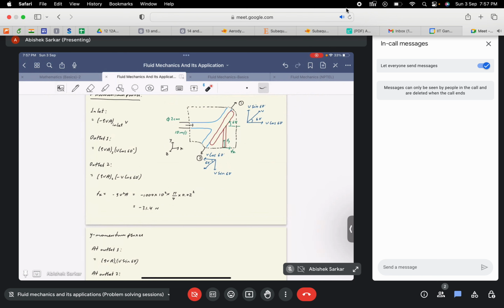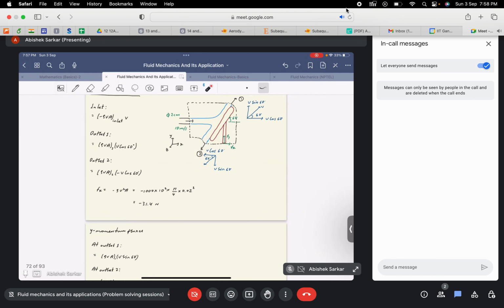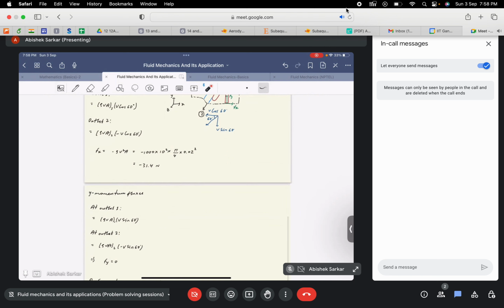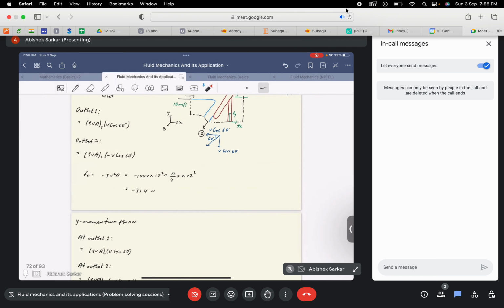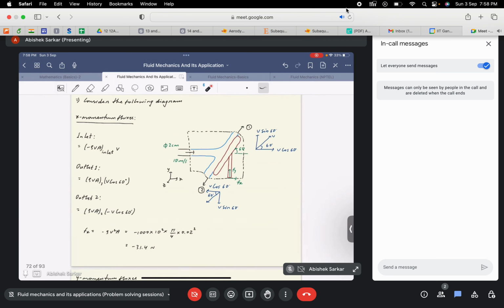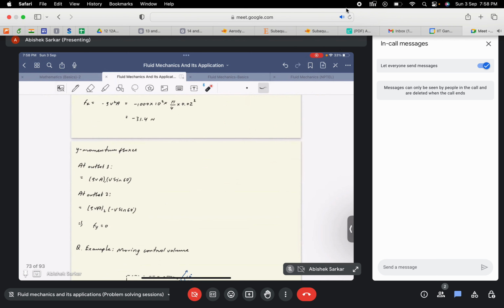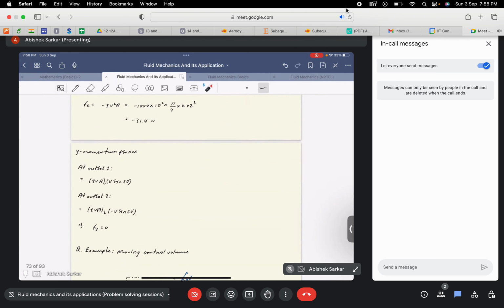For the y momentum flux at outlet one, rho v A one would be positive. Why? Because the velocity and the area vector are along the same direction. Again, V sin 60 degrees is positive because the velocity component is in the positive y direction. So at outlet one, the momentum flux is equal to rho V squared A sin 60 degrees.